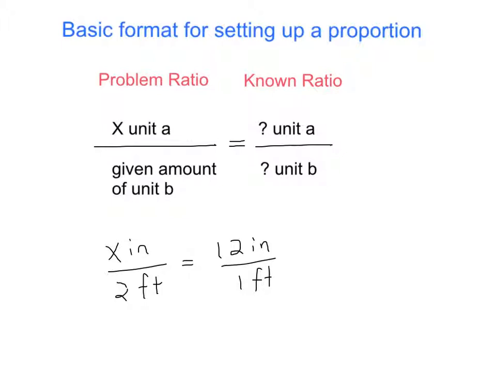So let me give a quick overview. When you set up your proportion, it's going to have 2 ratios or fractions. One of the ratios is going to be your known ratio, and it's just going to be a proportion that you know to be true. There are 12 inches in 1 foot. On the other side, you're going to have your problem ratio. Your problem ratio has your unknown and your given amount in it, and the units are set up in the exact same locations.